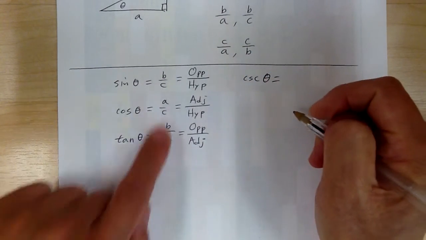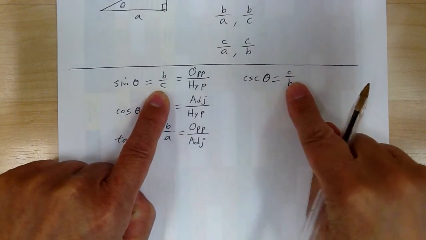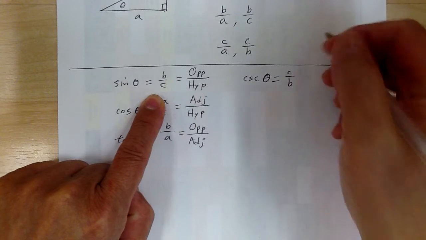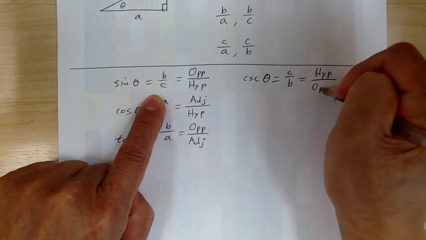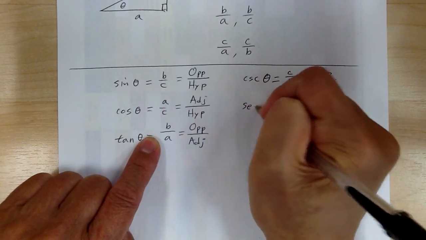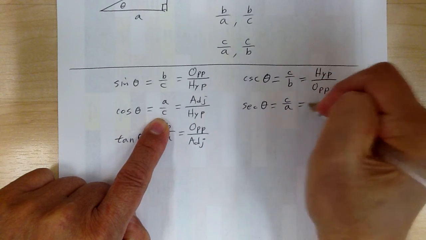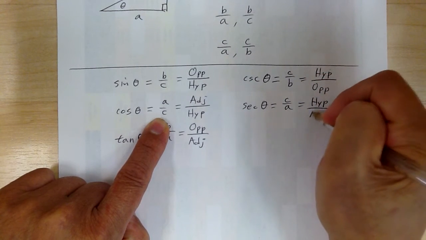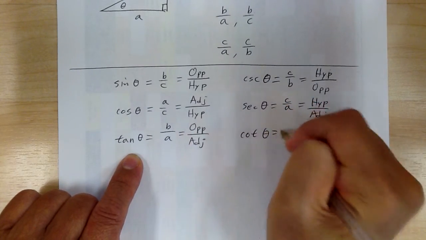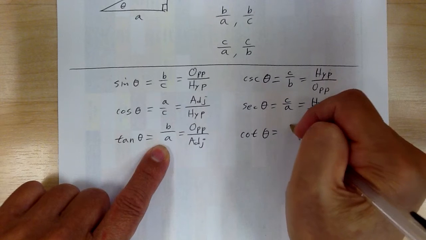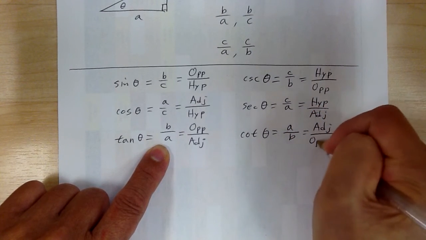Cosecant is the reciprocal of these, so it's equal to C over B. Notice that they go as a pair, right? This is equal to hypotenuse over opposite. Secant is the reciprocal of this, so it'd be C over A, equal to hypotenuse over adjacent. And cotangent is the reciprocal of this one, so it'd be A over B, adjacent over opposite.